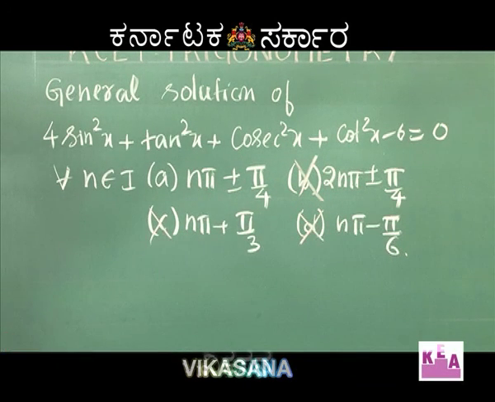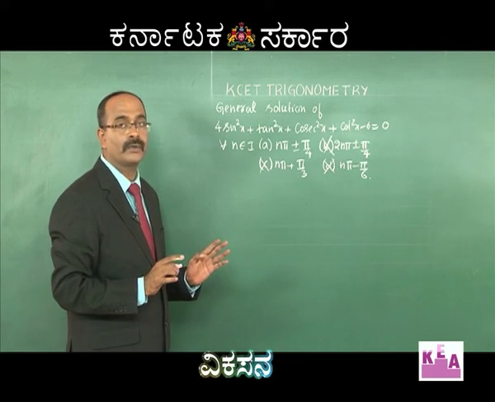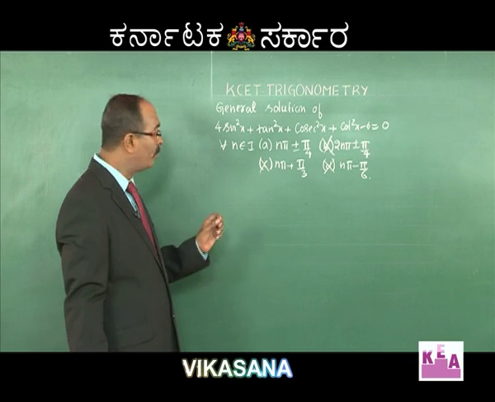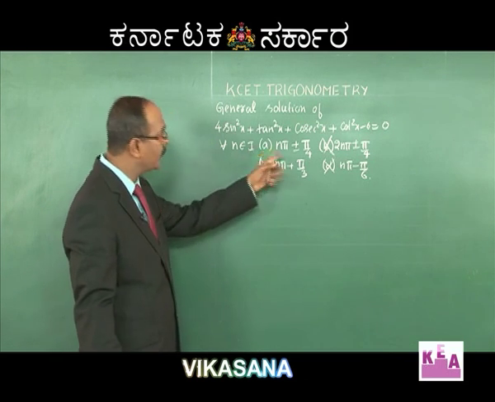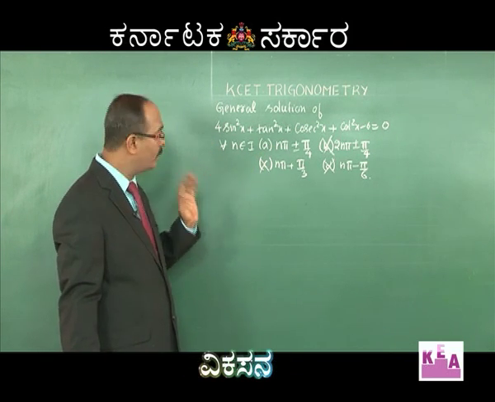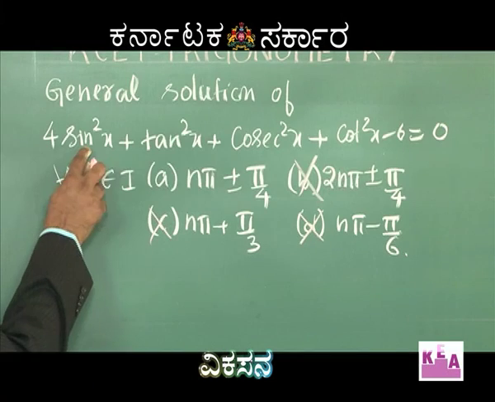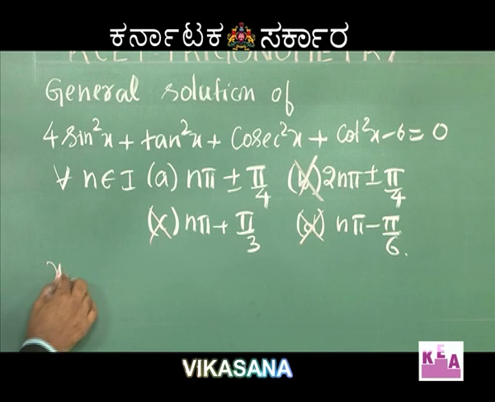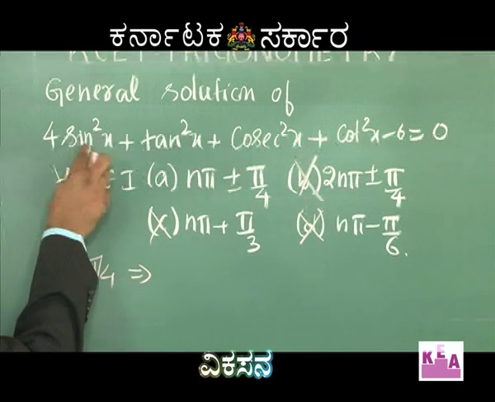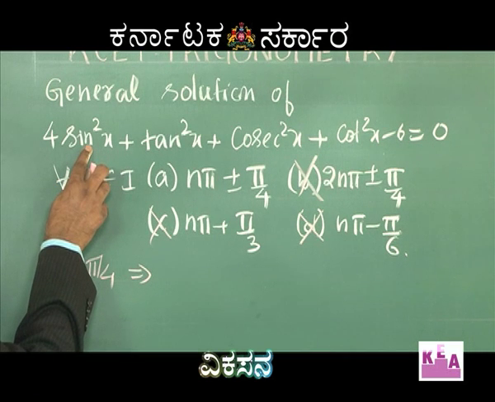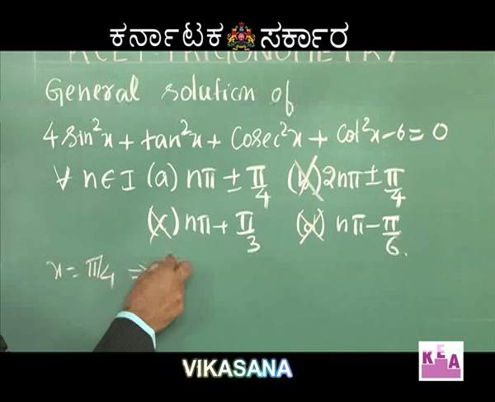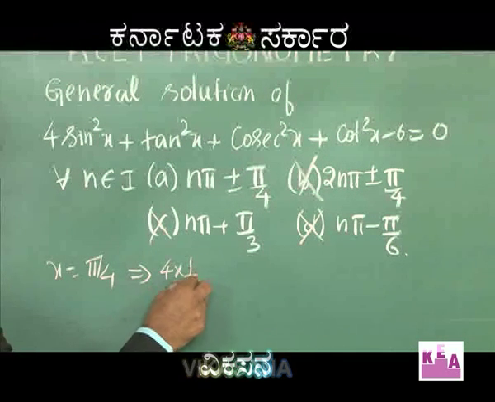Now let us analyze whether x is equal to pi by 4 gives a meaningful definition. So if you put x is equal to pi by 4, if it is right, either A or B should be correct. Right? So x is equal to pi by 4 means sin square pi by 4. Sin pi by 4 is 1 by root 2. Sin square pi by 4 is 1 by 2. 4 into 1 by 2. That is the first part.